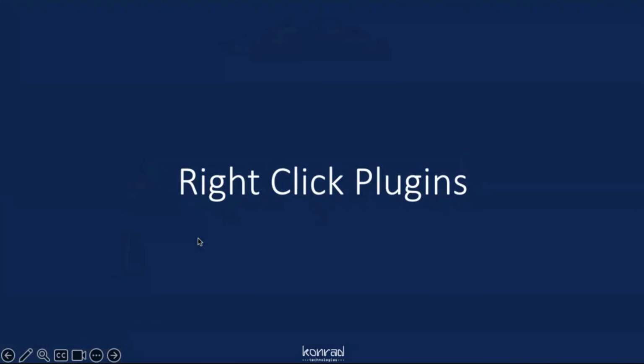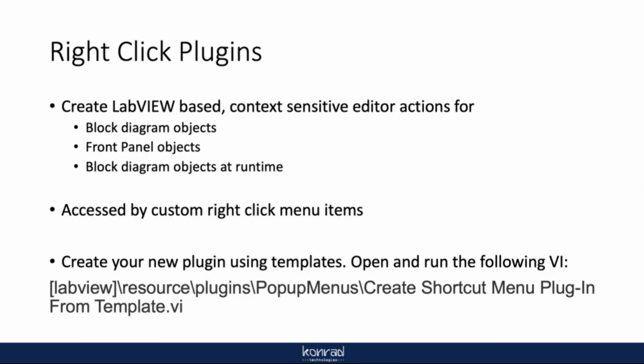We've also got another hook that is available to us, which is a right-click plugin. So right-click plugins allow us to provide context-sensitive editor actions for block diagram objects, front panel objects, and block diagram objects at runtime. What do we mean by context-sensitive editor actions?